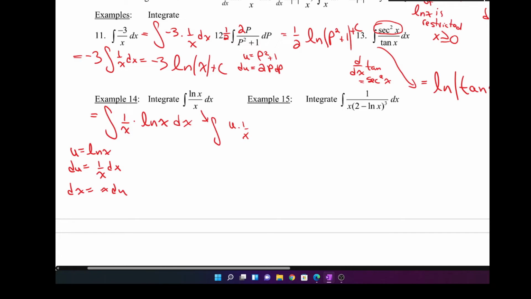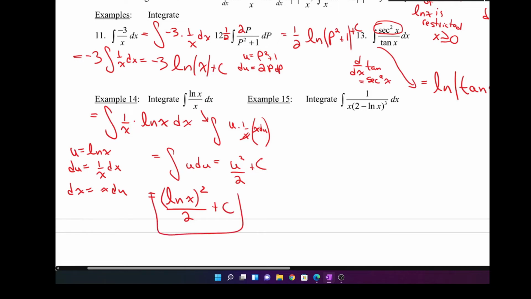I'm not ready to make that substitution yet. And then dx was x du, and these guys canceled out. And so I have the integral of u du, which is going to be what? It's going to be u squared over 2 plus c, except I have to plug back in what u was. So this is natural log of x squared over 2 plus c.